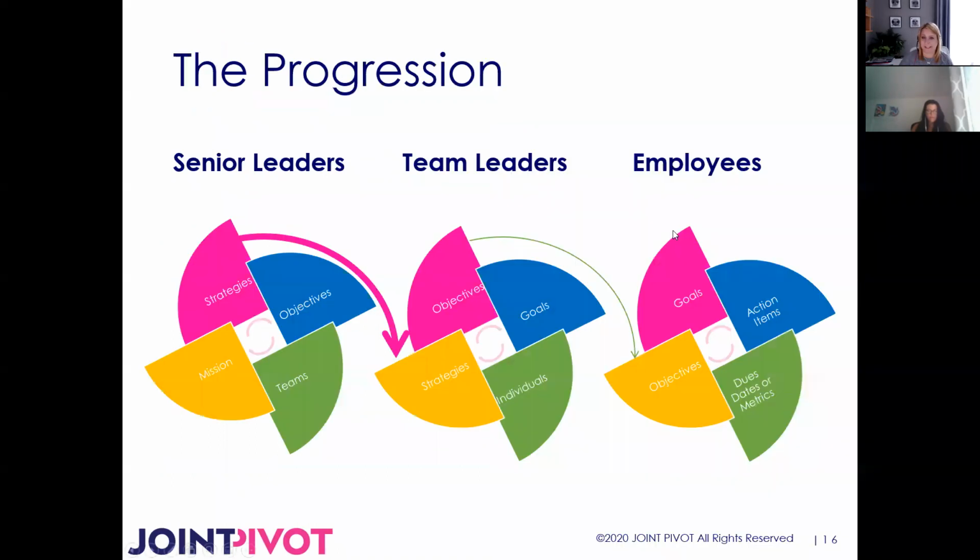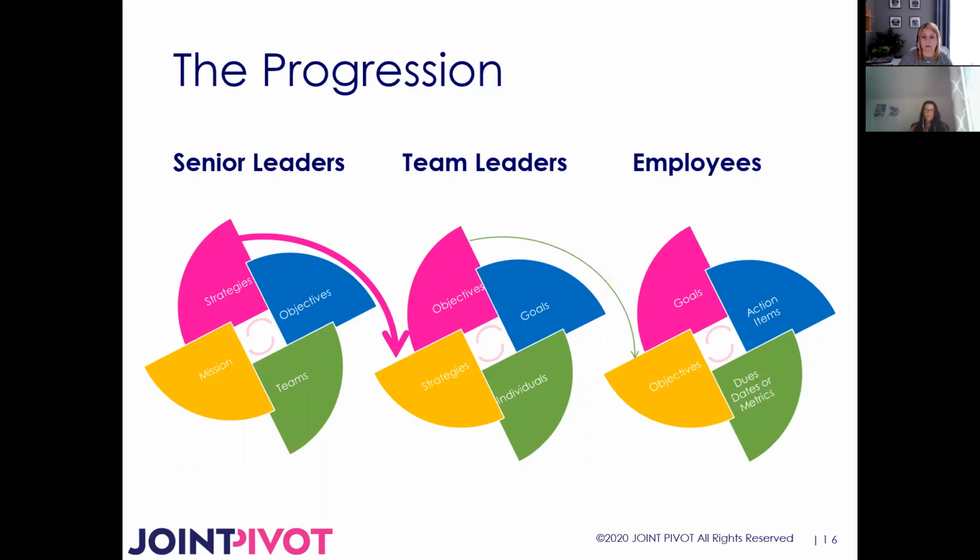All right. So if we talk about our progression here, we'll talk about how senior leaders use it, then our team leaders, and then our employees. At the next level down, you're essentially just turning the pinwheel once, where our strategies feed into our start point, our strategies for our team leaders. And when we get down to employees, we'll see how those objectives that we've identified flow into the objectives for employees as well.